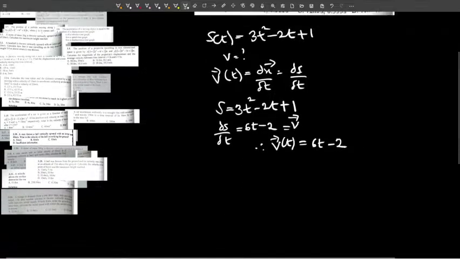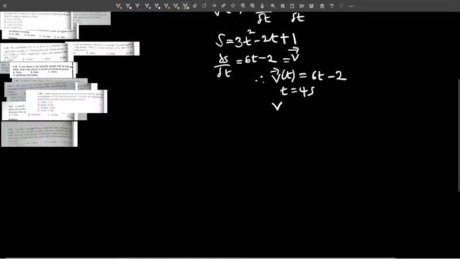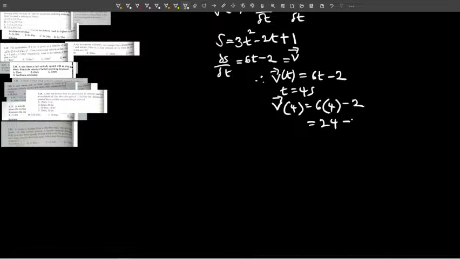We're told that when t is 4 seconds, my v will be equal to, wherever you see t, put 4. That's 6 into bracket 4 minus 2, that is 24 minus 2, which gives 22 meters per second.